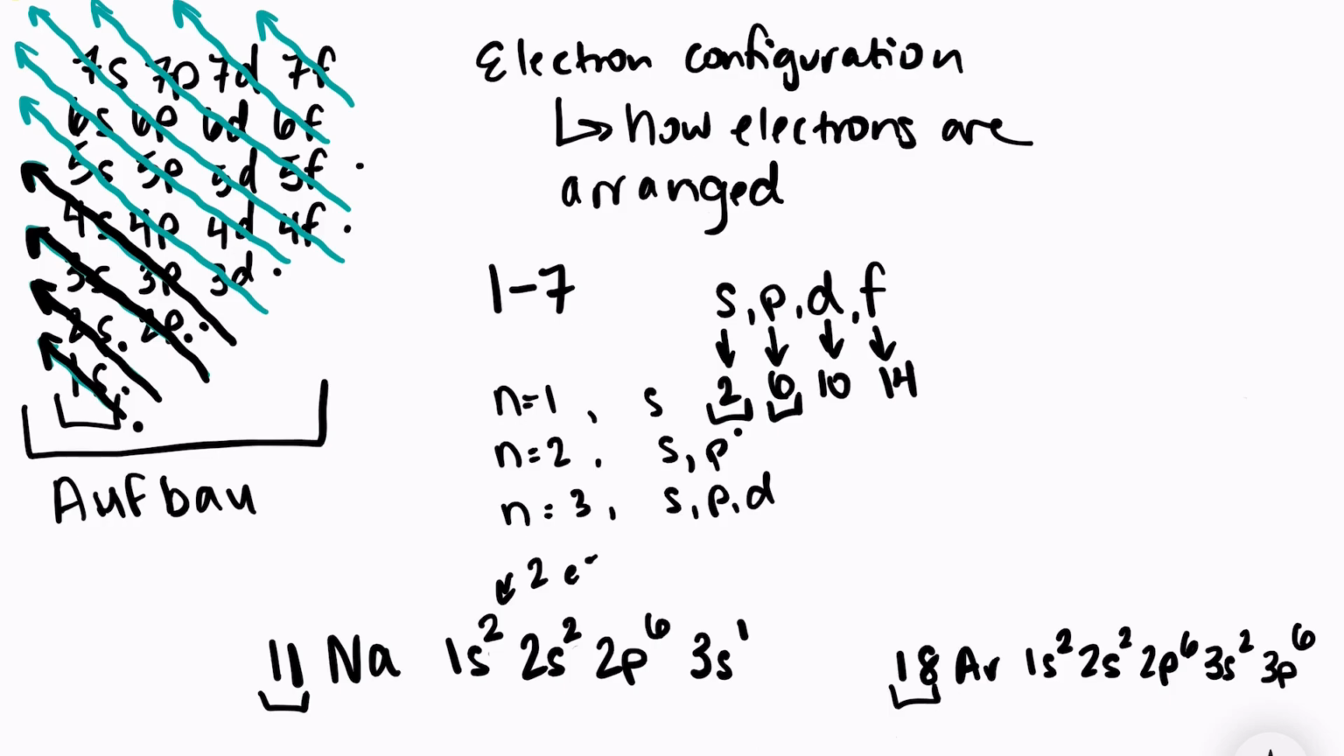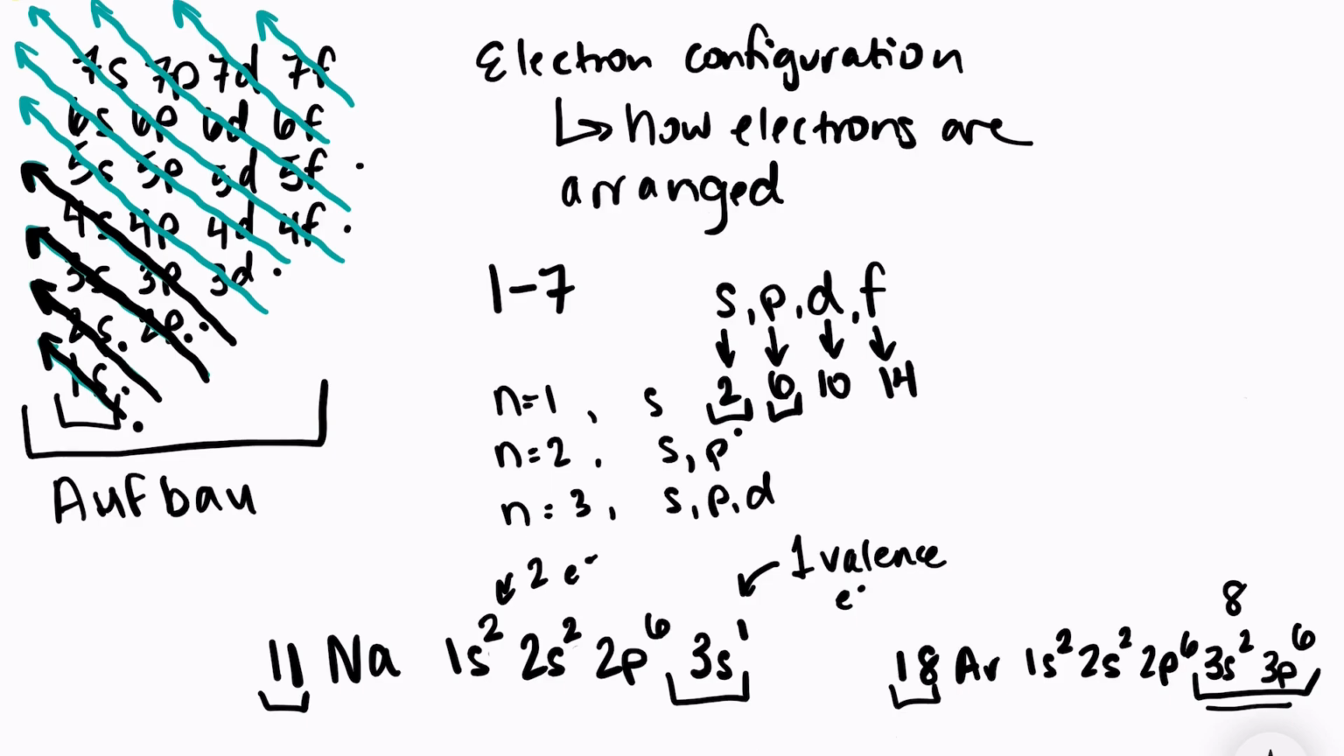So 1s2, 2s2, 2p6, 3s2, and 3p6. And remember, the electrons in the highest energy level are called the valence electrons. So sodium would have 1 valence electron. Argon would have 8 valence electrons because I have 3s2 and 3p6. And the valence electrons are in the highest overall energy level, and 3 is the highest energy level.